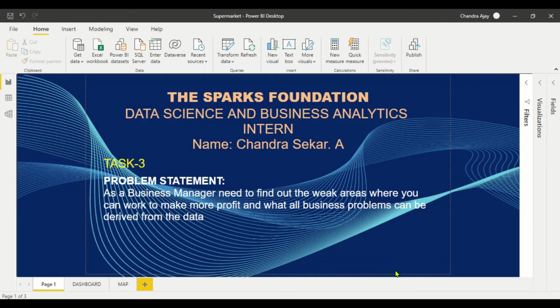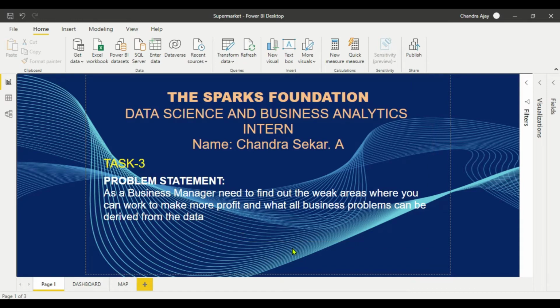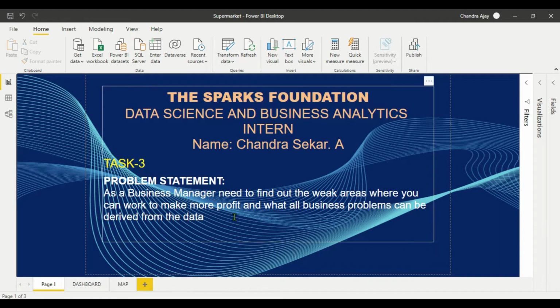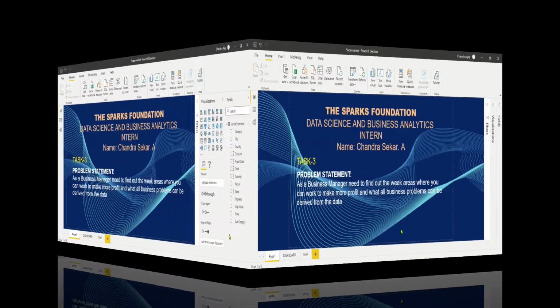Hi friends, this is Chandrasekhar and this is my task 3 as the Data Science and Business Analytics intern at the Sparks Foundation. In this task, as a business manager, I need to find out the weak areas where I can improve the profit and what are all the business problems that can be derived from the data.